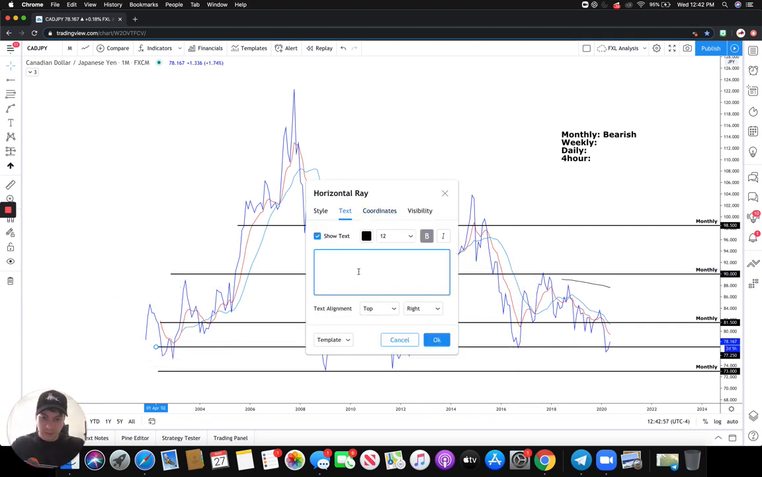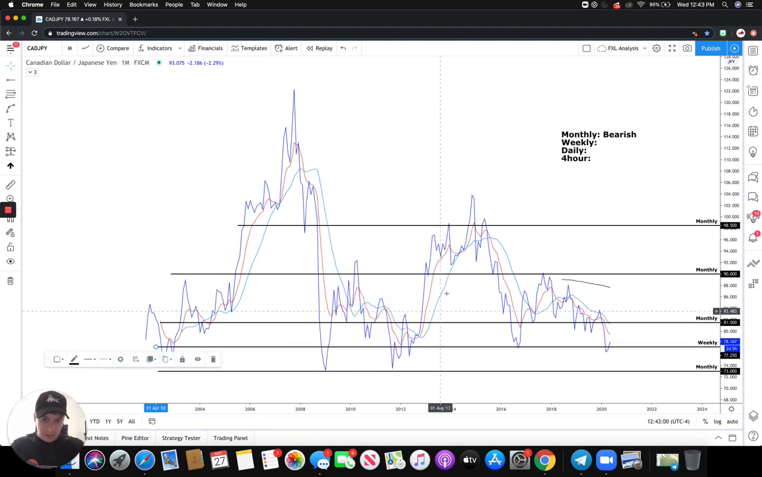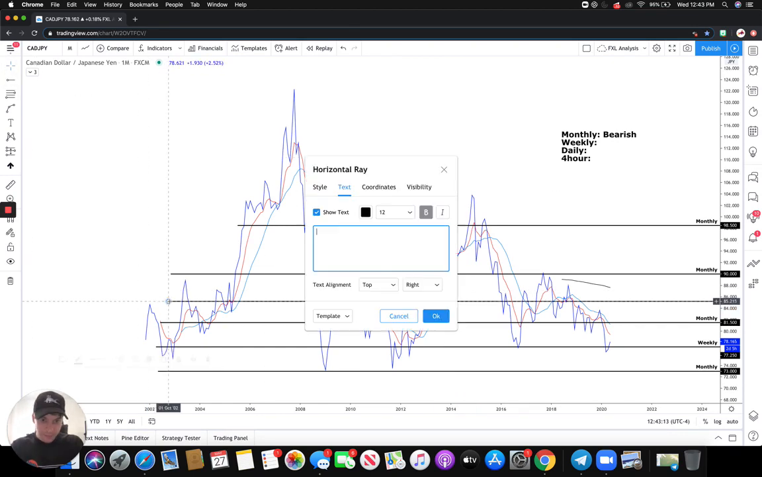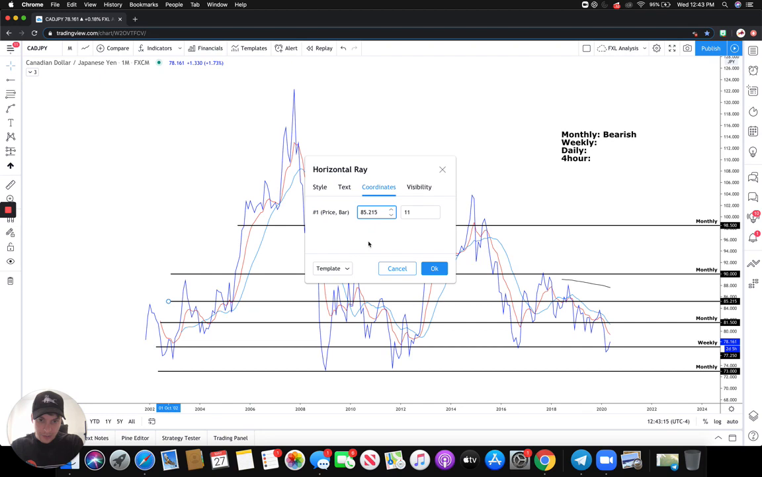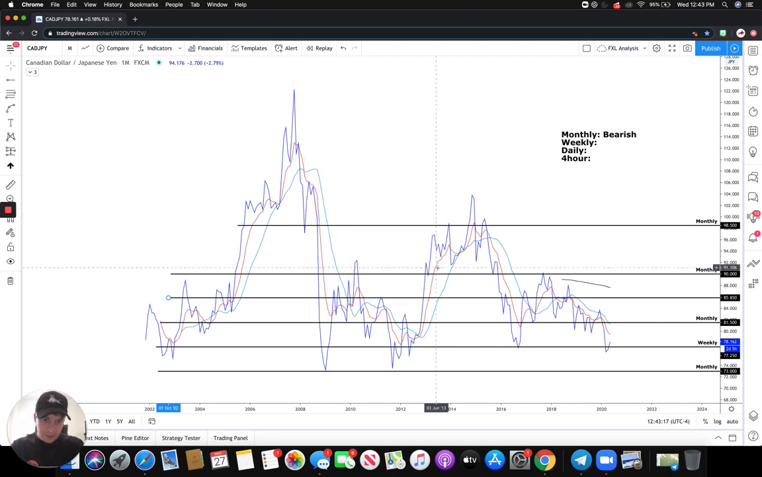Okay, so let me just keep labeling this. Let's find 425, right? It's half of 850, 425 area. So this is looking like 85, 850. Looking good.